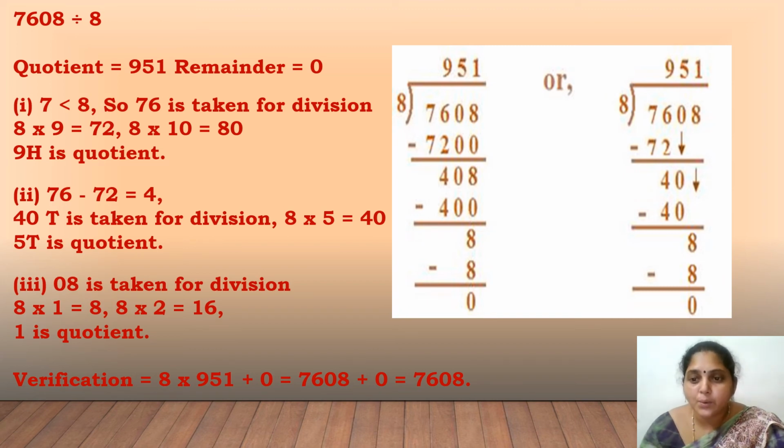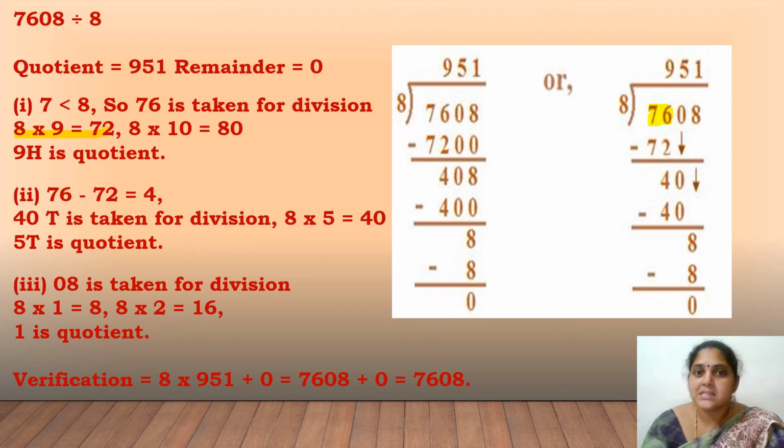So now what do we have to do? We have to take the number in the hundreds place and group it with the thousands digit. That is 7 and 6, 76. Now our dividend number will be 76. So we have to check the nearest number for 76 in the 8 table. It is 72. 8 nines are 72. 8 into 9 is equal to 72.